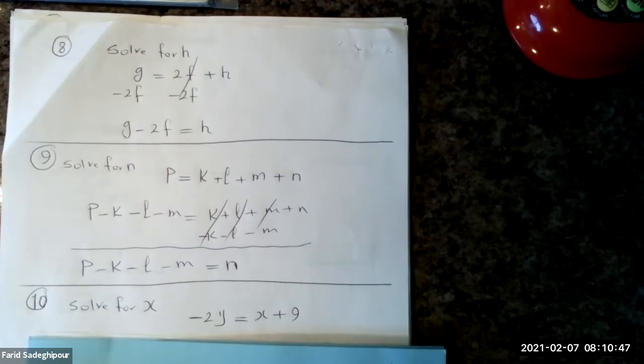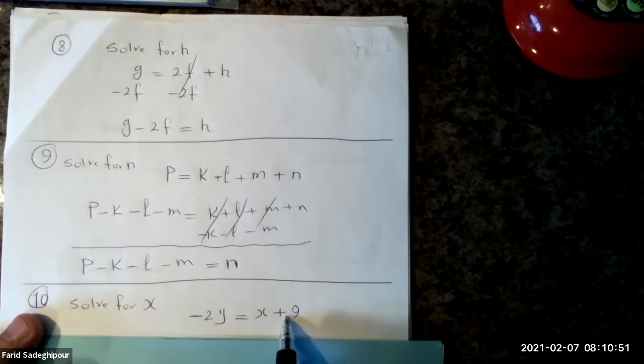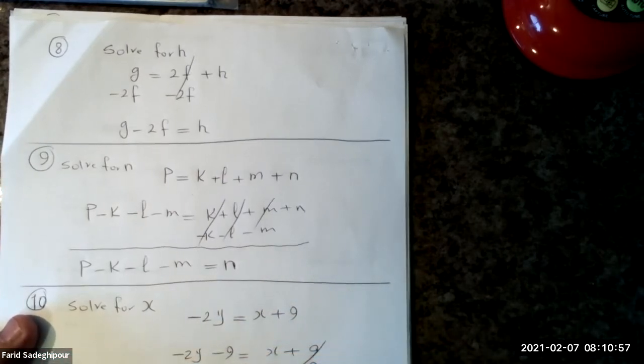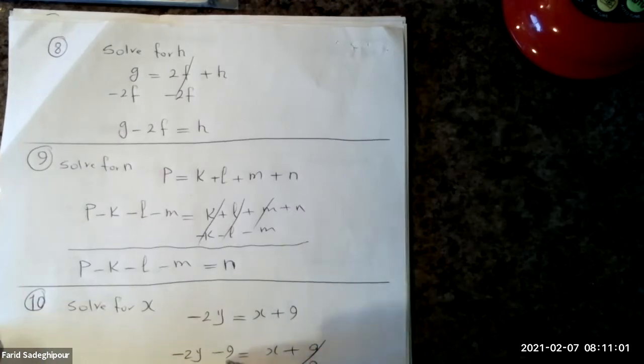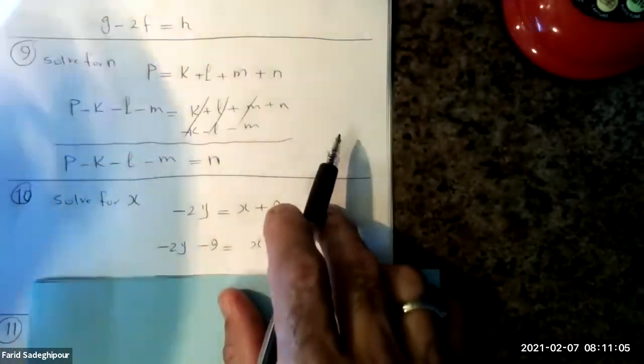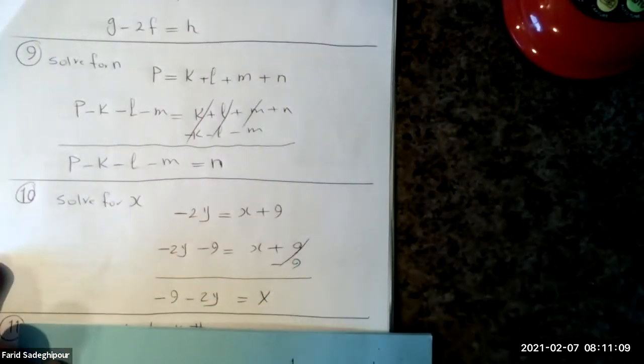Solve for X. If I want to solve it for X, it means I don't need this 9. I have to move 9 to the other side so X is by itself. See? All I need to do is just put minus 9 here and minus 9 here. I do this vertically. So X is by itself.